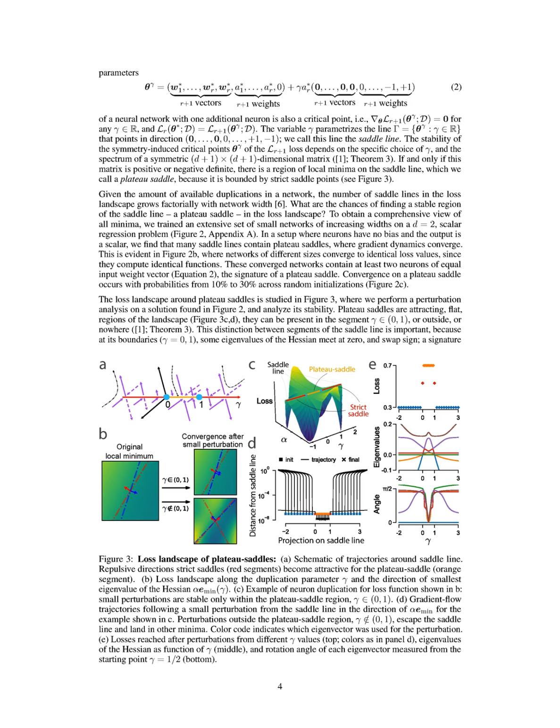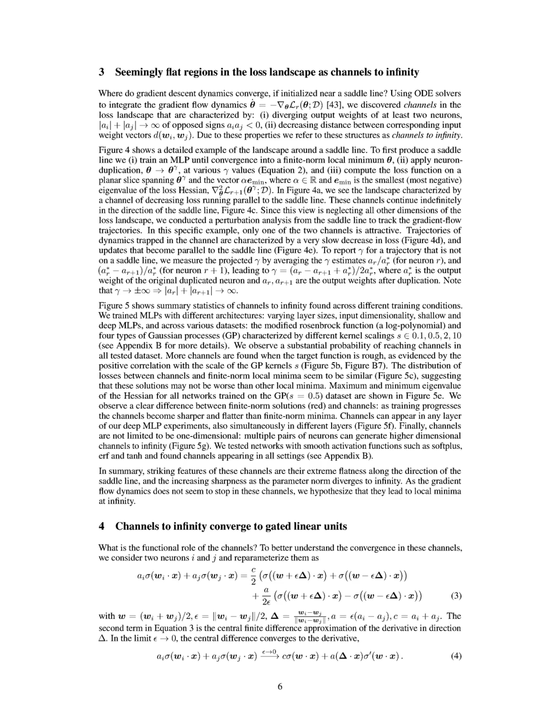We observed that many saddle lines contained plateau saddles where gradient dynamics converged, with probabilities ranging from 10% to 30% across random initializations. Additionally, we analyzed the eigenvalues of the Hessian to differentiate between finite norm solutions and channels, confirming that channels became sharper and flatter as training progressed, indicating their effectiveness in leading to local minima at infinity.